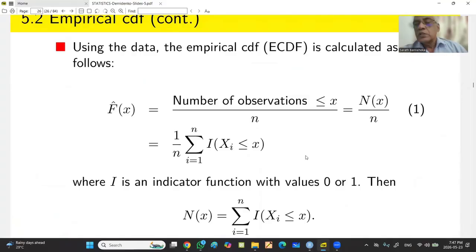Now, do I have time? No, I think I have run out of almost all the time. So I will explain these theoretical properties of the empirical cumulative distribution function in the last part of this lecture.